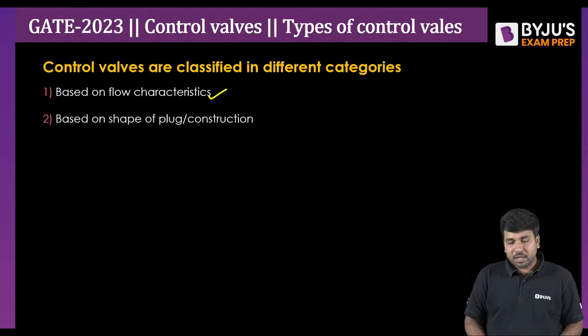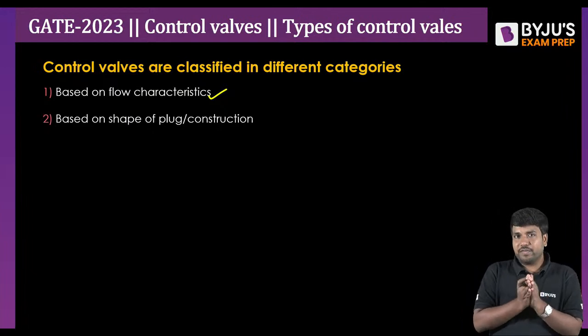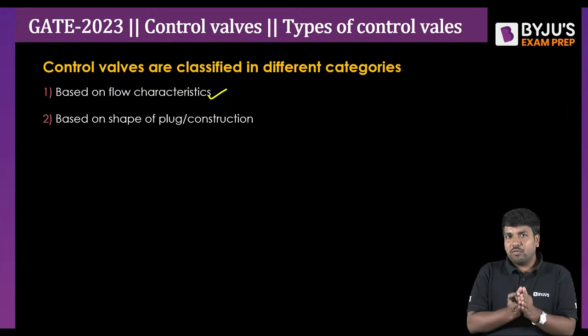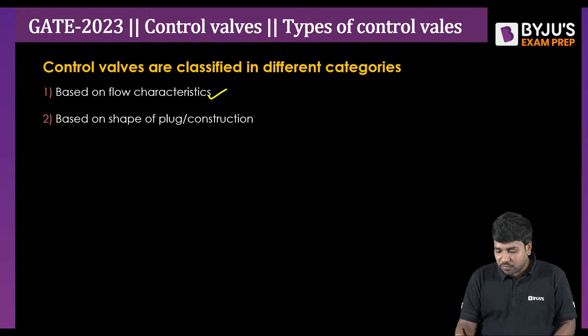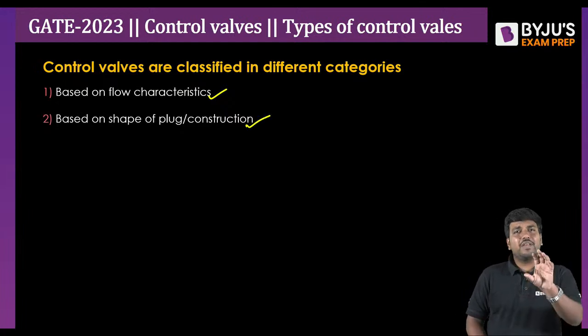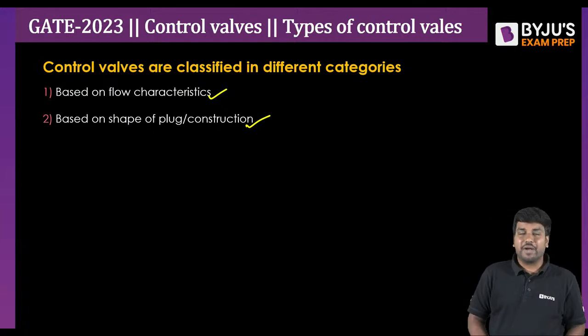And then based on the shape of the plug and construction. As I have been continuously saying, in every control valve, we will have a valve plug. And depending upon the shape of the plug, the flow characteristics will be different. And this was also discussed to you. So the major portion was already discussed. But continuation to that, we need to discuss the remaining types also.